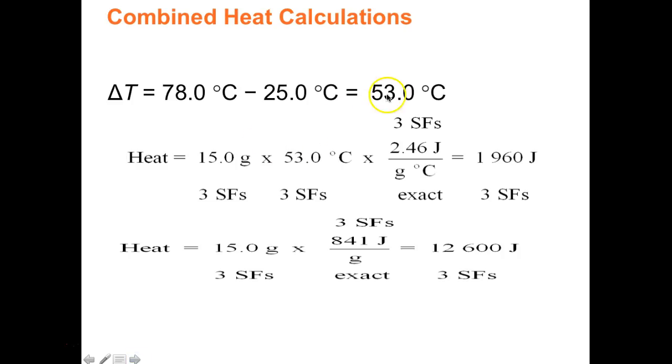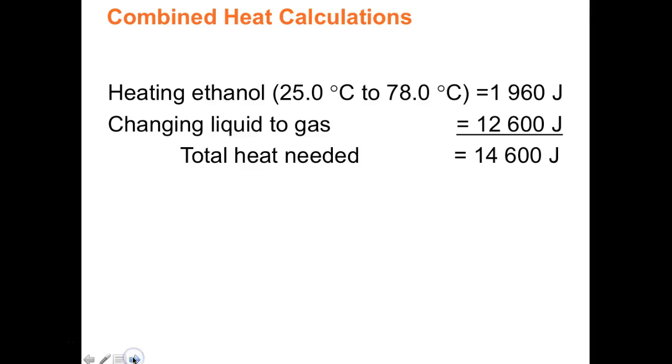All right, so the temperature change was 53. So 15 times 53 times the specific heat of ethanol, so 1,960 joules. The next step is converting the liquid ethanol into vapor. So that takes 840 joules per gram. So it's 12,600 joules. So you'll add the 1960 plus 12,600 to get the total heat needed, which comes out to be 14,600.